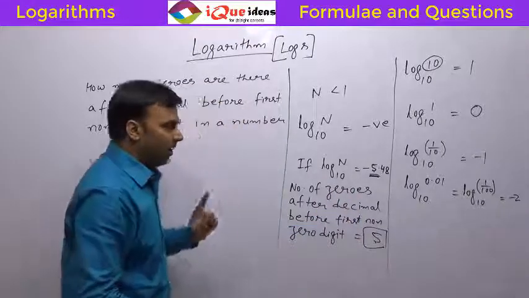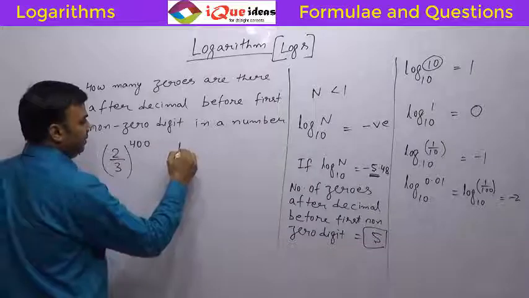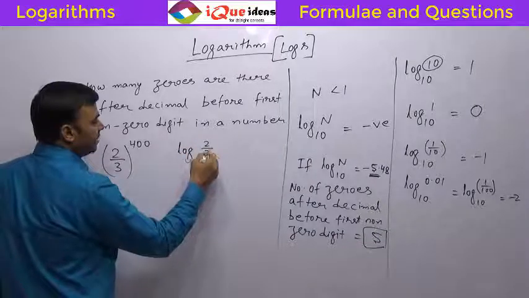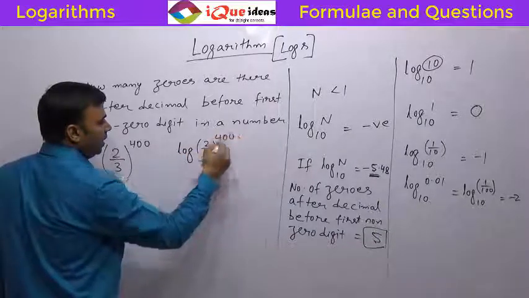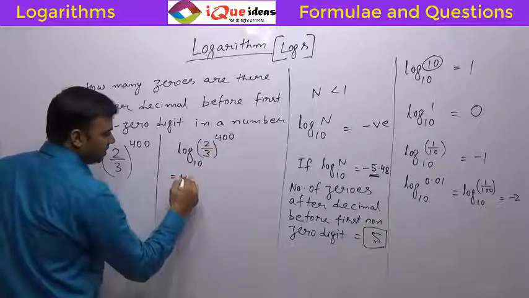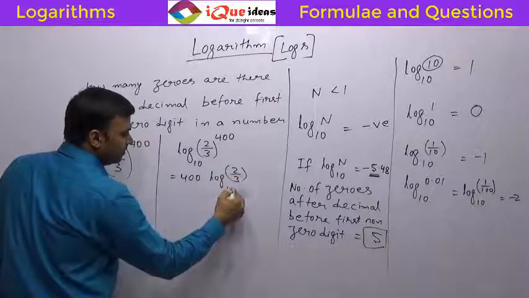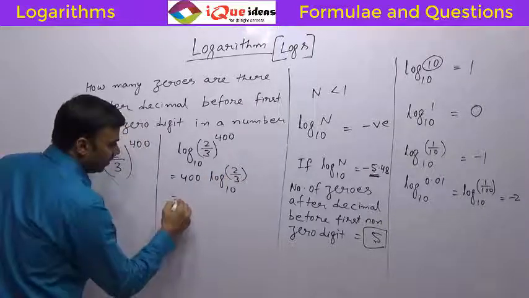Alright. So fundamentally, we still have to calculate the log. So for example, for this number, if I calculate log of 2 by 3 to the power 400 to the base 10, this will be equal to, the power comes outside, so 400, and then log 2 by 3 to the base 10. Now what will happen here? So we will get 400.